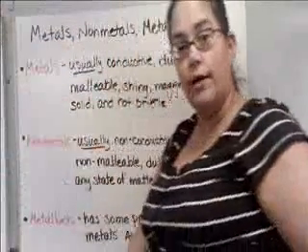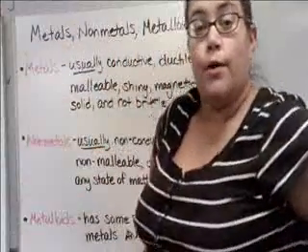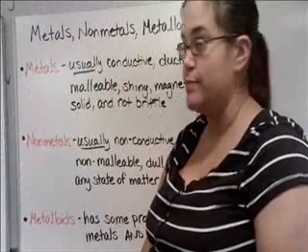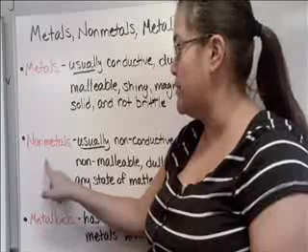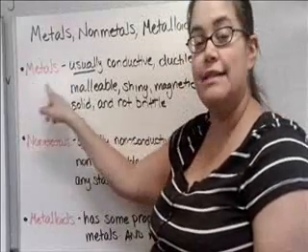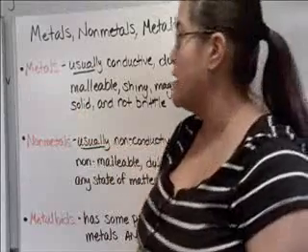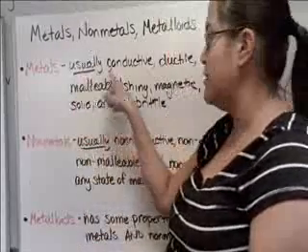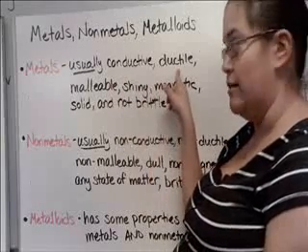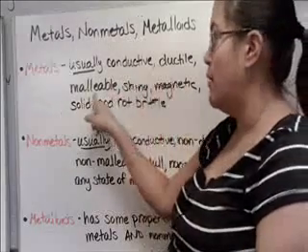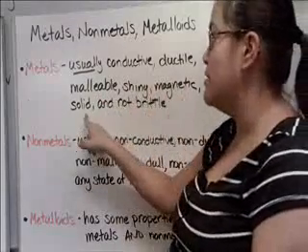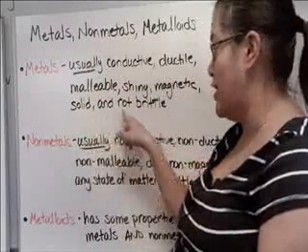Okay, so why are we going over all these properties? Well, we're going to use those properties to put our elements into three different groups: metals, nonmetals, and metalloids. The first group is metals. It's the largest group of elements. Metals are usually conductive, so they can pass heat or electricity. Ductile, they can be stretched into wires. Malleable, they can be hammered into sheets. Shiny, magnetic, solid at room temperature, and not brittle.